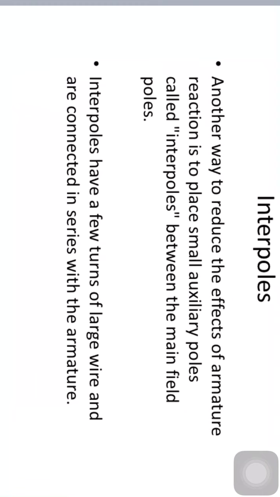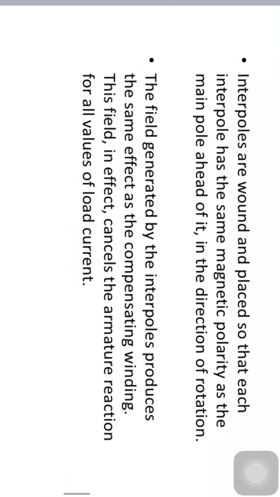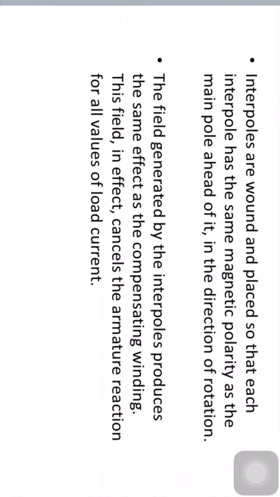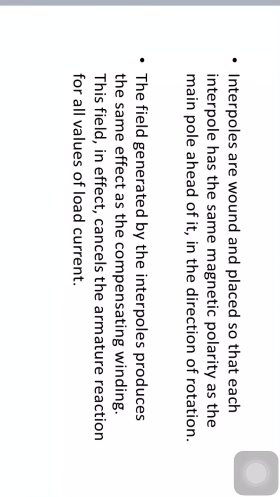Next, coming to interpoles. Another way to reduce the effects of armature reaction is to place small auxiliary poles called interpoles between the main field poles. Interpoles have a few turns of large wire and are connected in series with the armature. These interpoles are wound and placed so that each interpole has the same magnetic polarity as the main pole ahead of it in the direction of rotation.